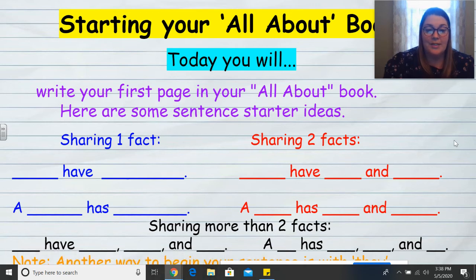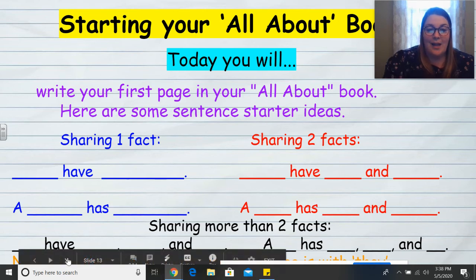All right. So if I wanted to share more than two facts, like 3, I might say chickens have feathers, a beak, and wings. Or a chicken has feathers, wings, and a beak. Another way to begin your sentence, instead of doing a chicken or chickens or whatever animal you're writing about, you can use they. Instead of saying a chicken has feathers, you can say they have feathers.